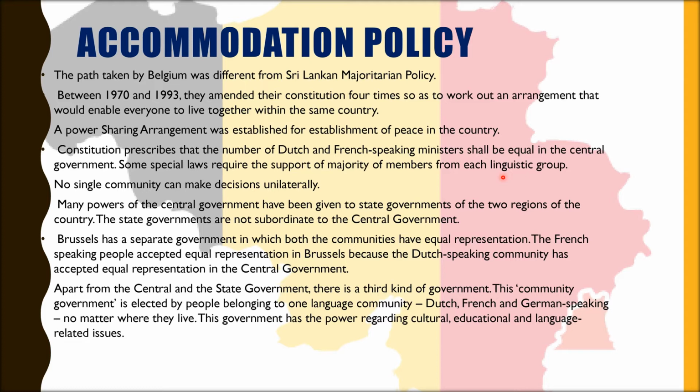You can ask me this question: then how will the majority be chosen? They have mentioned that they have some special laws for this majority. No single community can make decisions unilaterally. With this arrangement itself, we will come to know this point. Many powers of the central government have been given to the state governments of the two regions of the country.